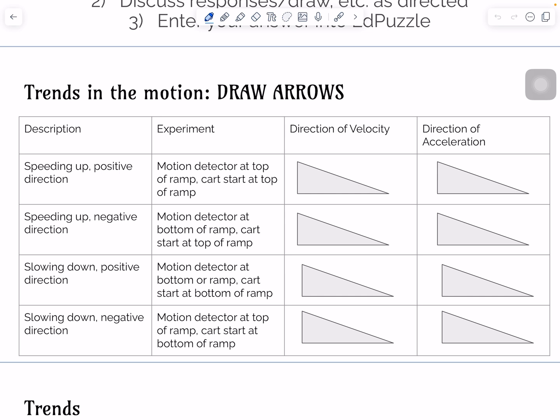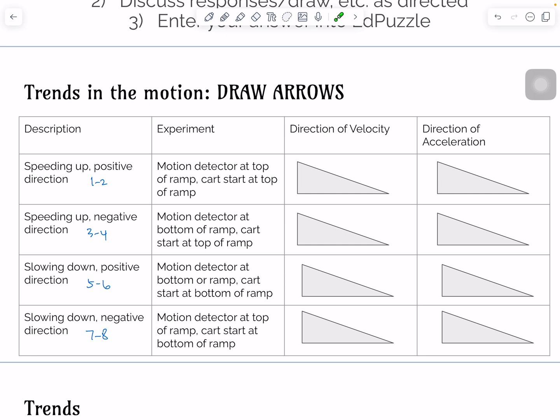So I didn't number these, but basically on your sheet, the description, speeding up positive direction, this was 1 and 2. Speeding up negative was 3, 4. Slowing down positive was 5, 6. And then slowing down negative was 7, 8. And just so you can remember what each one was.